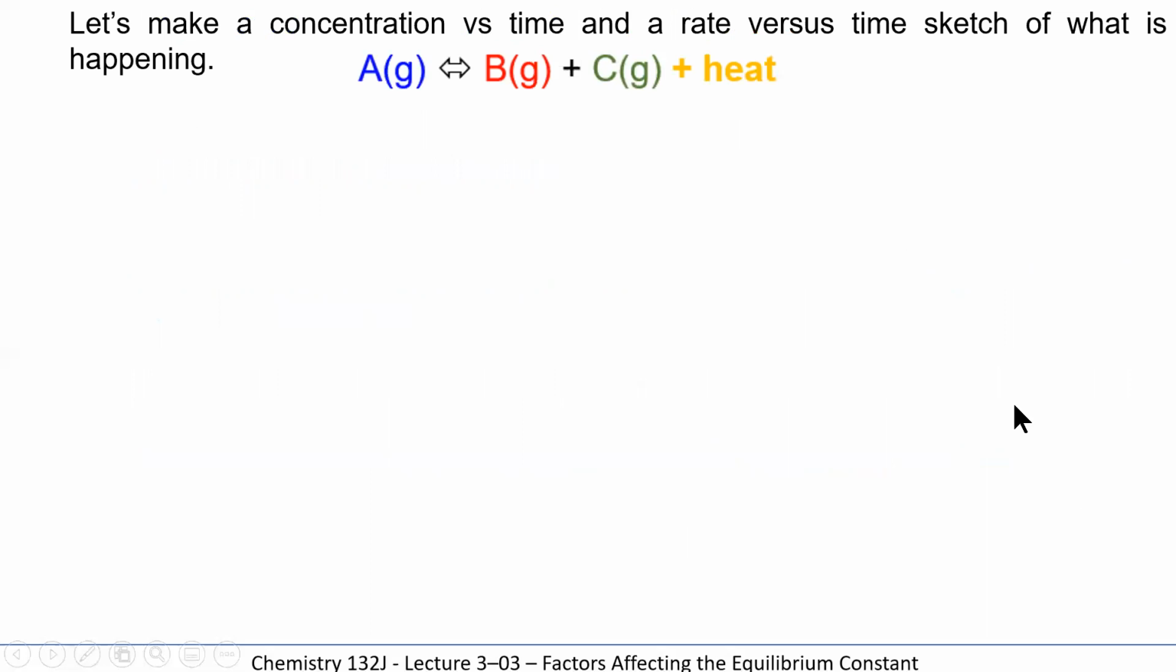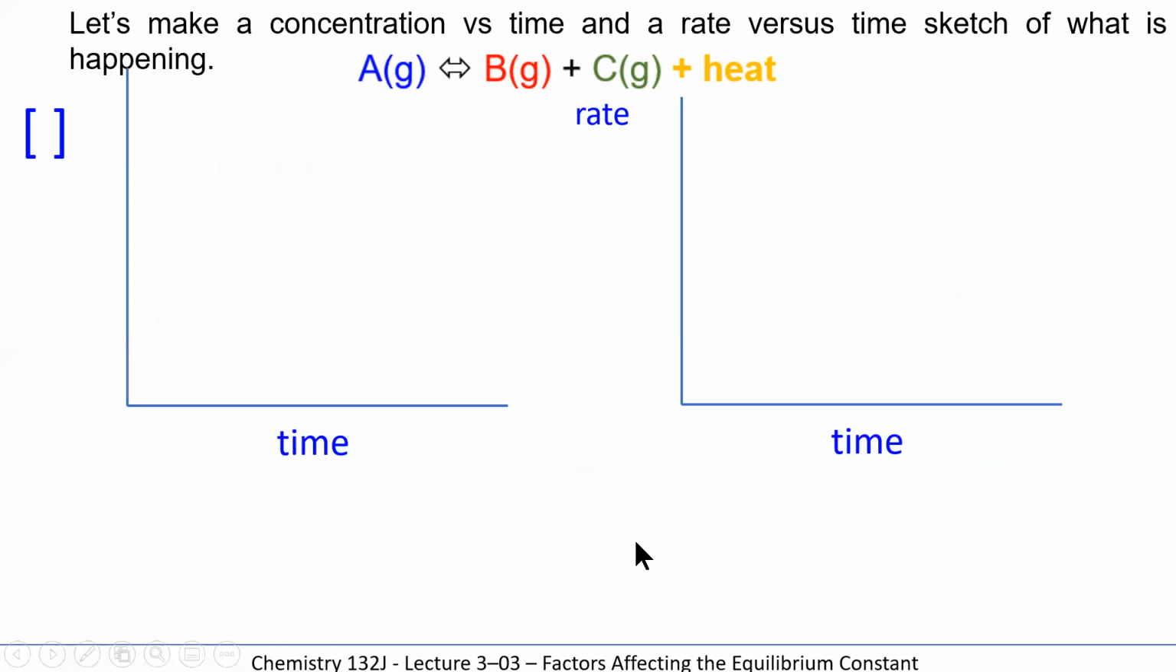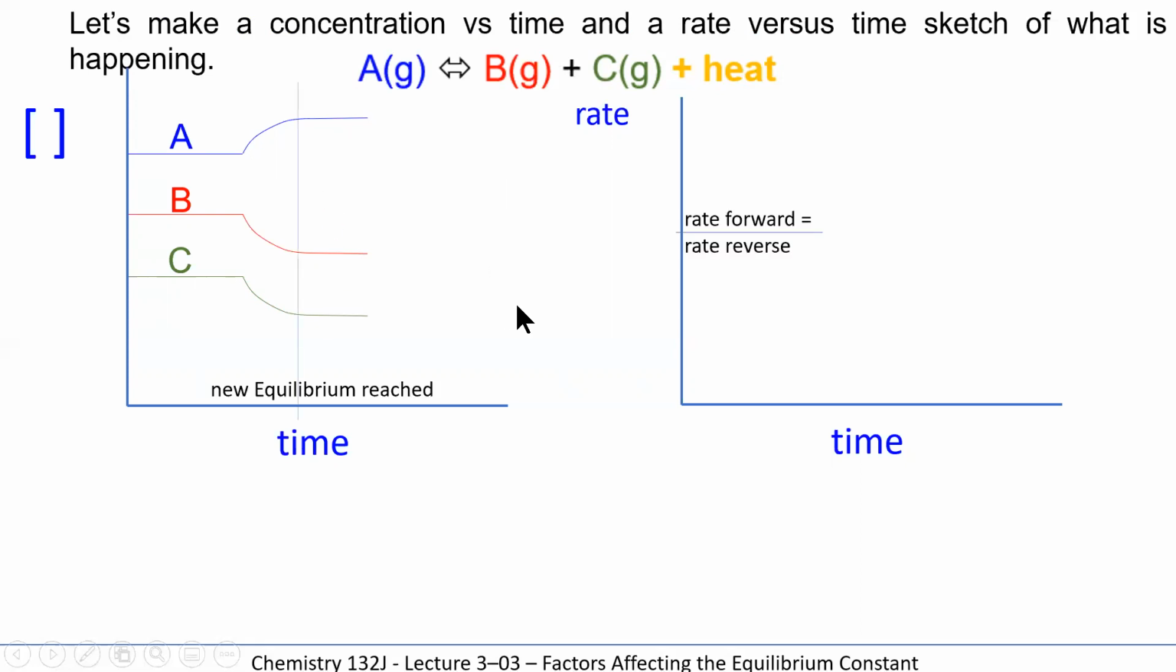So let's look at a concentration versus time graph for this system. If I again stress the equilibrium by adding heat, then it shifts from right to left. The quantity of A will go up, the quantities of B and C will go down, and the relative quantities, because it's a 1-to-1-to-1 reaction, will all be the same. So this distance and this distance will all be the same.